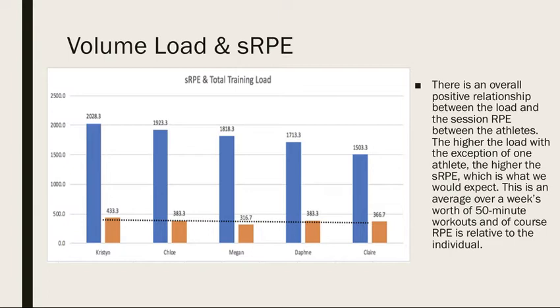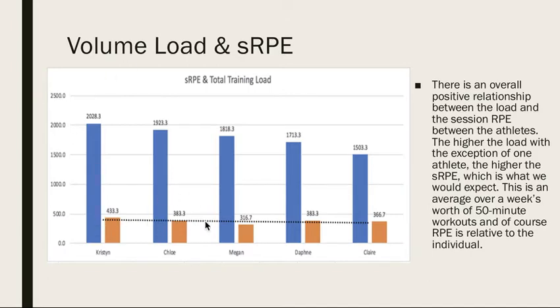This is an average over a week's worth of 50-minute workouts, so the session RPE is relative to the individual because they all had 50-minute workouts. So remember, our session RPE is the duration, which would be 50 minutes times that RPE for the session. So if I thought, wow, that was a 10, my load would be a 500. If I thought it was a 5, my load would be more like 250. So when you guys are displaying this, you want to make sure that you can get that point across.